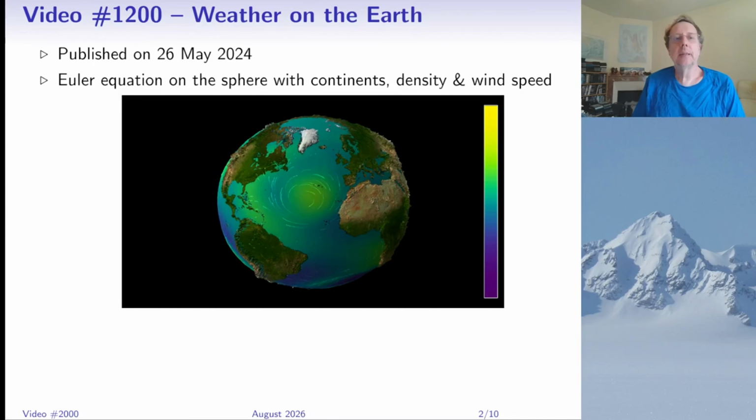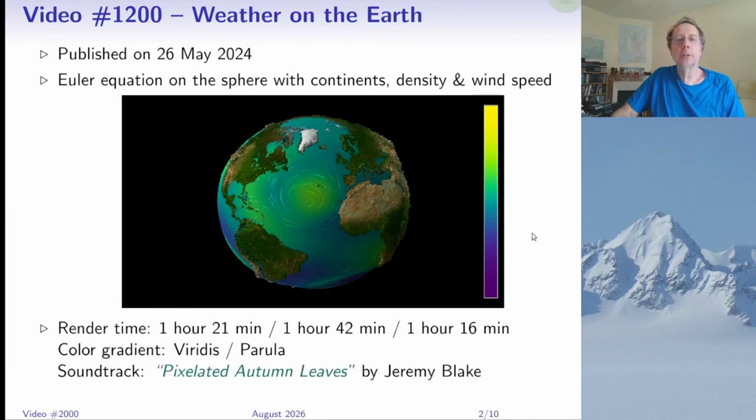So this simulation was published in May 2024. It has 4 parts, showing first the density, which is related to pressure, and then the wind speed in 2D and in 3D. And it took a bit over 1 hour, 1.5 hours for each part to simulate. The color gradient is Viridis for the density part and Parula for the wind speed part, and the soundtrack is Pixelated Autumn Leaves by Jeremy Blake.